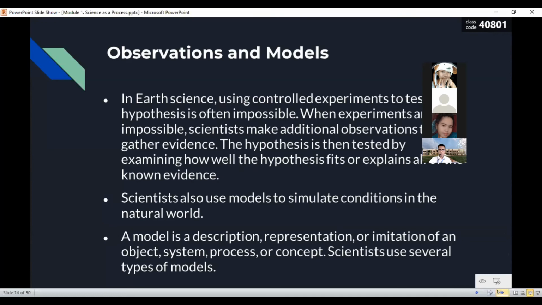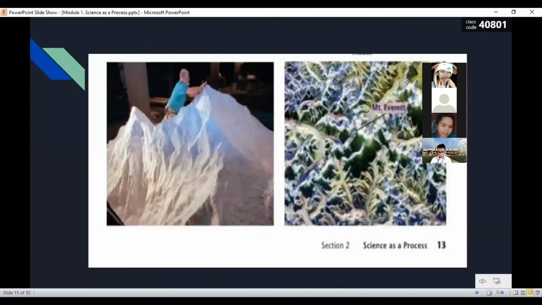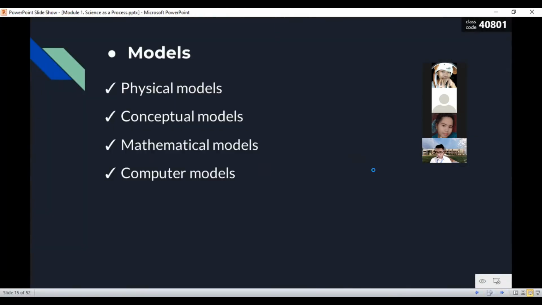You can see the pictures that are examples of models showing two mountains. Right, that is used to track erosion along the Tibetan Plateau. And on the left side, that is a physical model. So these are the types of models: theoretical models, conceptual models, mathematical models, and computer models.